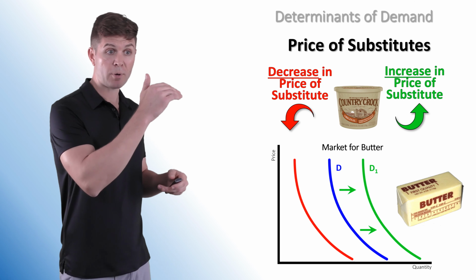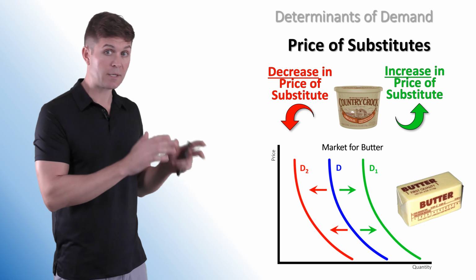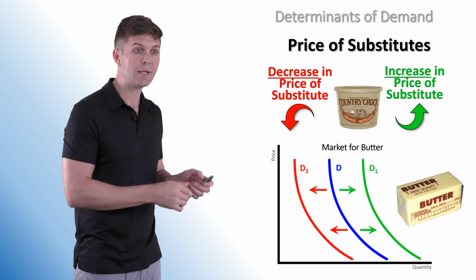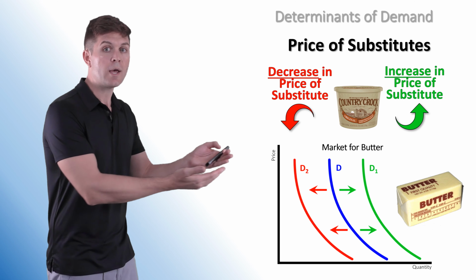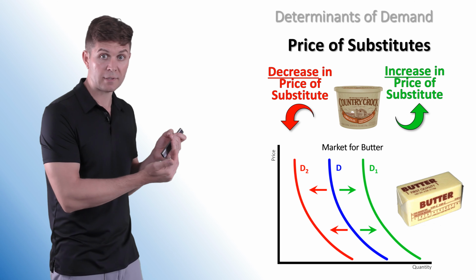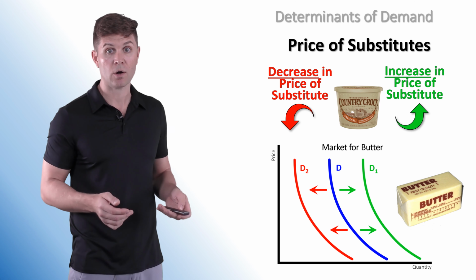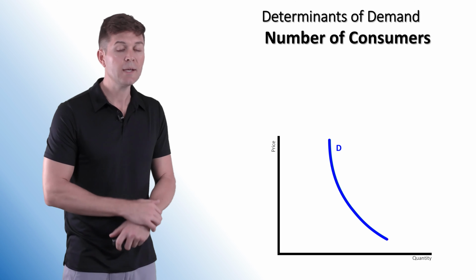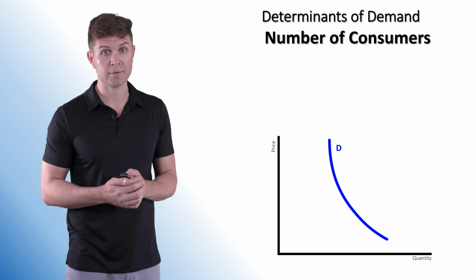Now, instead, if the price of margarine goes down and it becomes cheaper, more people are buying margarine and fewer people are buying butter. So the butter demand curve shifts to the left because fewer people are buying it at all price levels. Now, the number of consumers can also impact the demand curve.